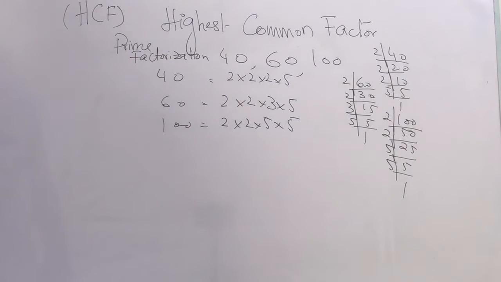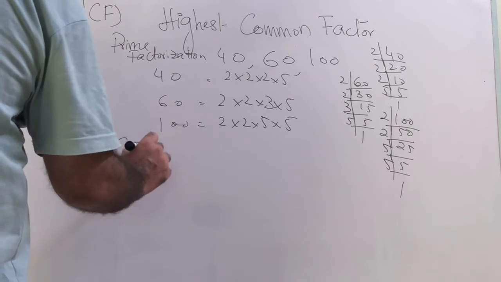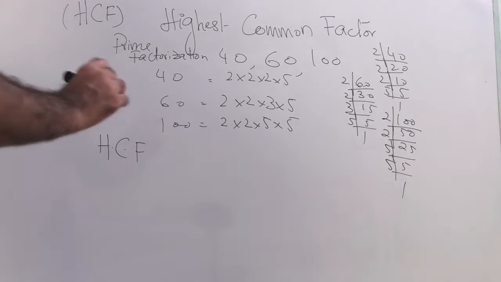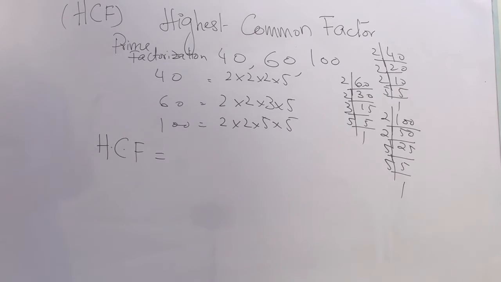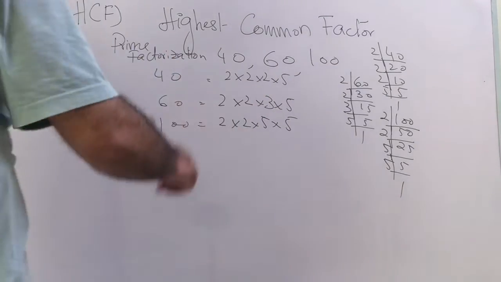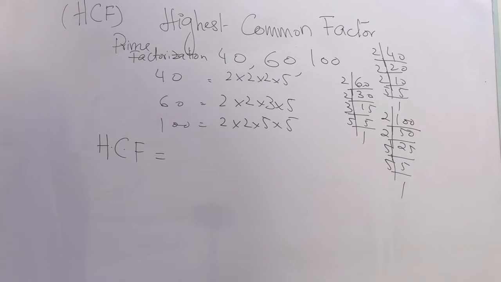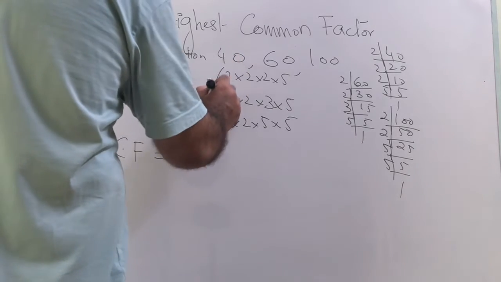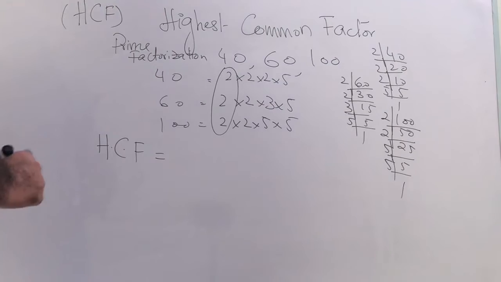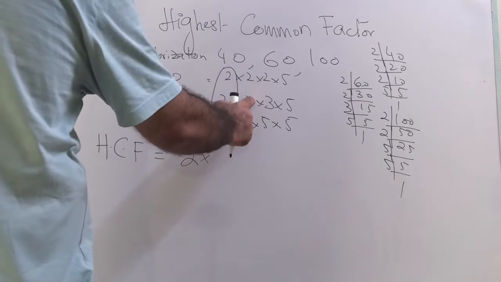So we need to find the highest common factor. For that we need to find the common digits which are appearing in all three rows. This is one row, second row, third row. So we need to find out the same digits in all three rows. Here we have 2, here we have 2, here we have 2. So we will make a pair like this and we will write it here one time, 2. Put multiplication.